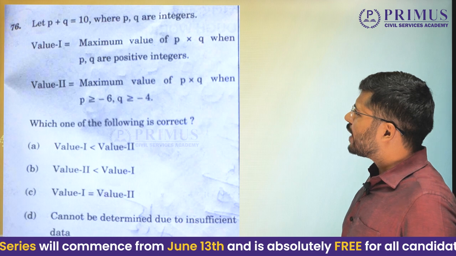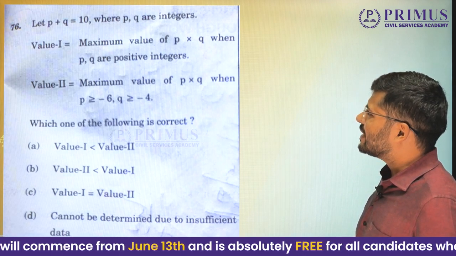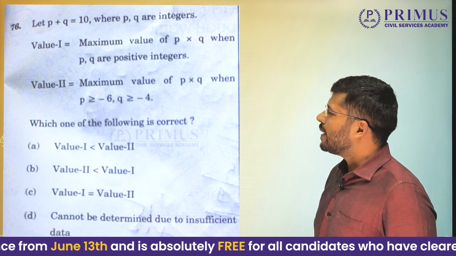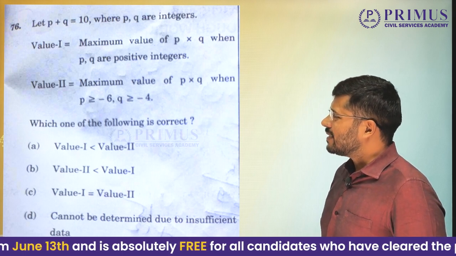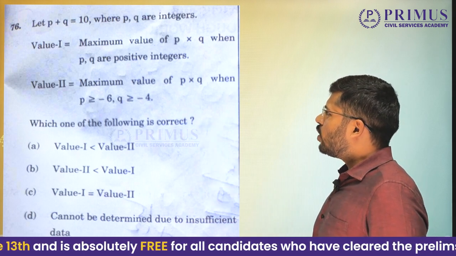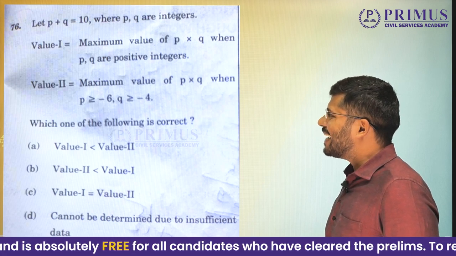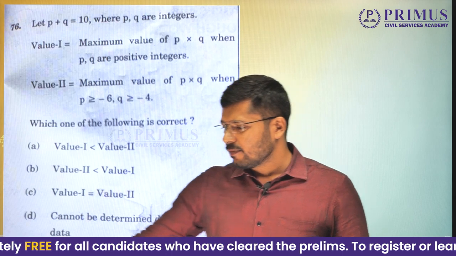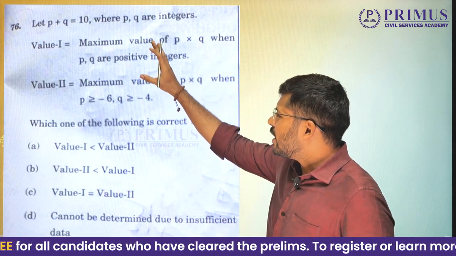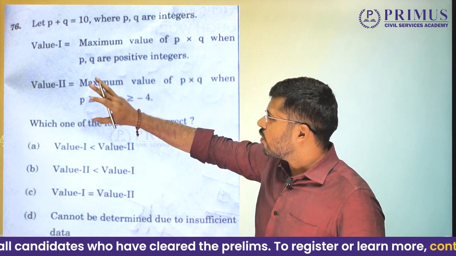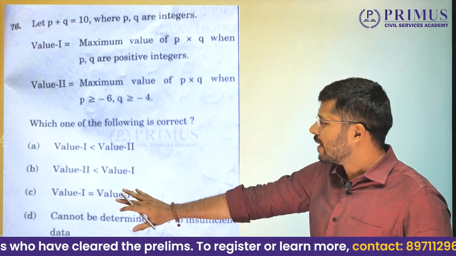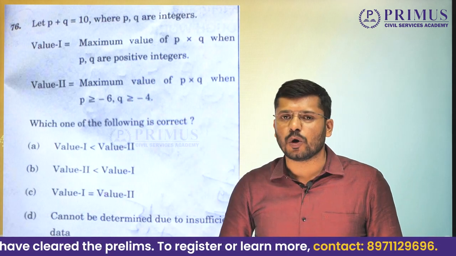Okay. Question number 76. Let P plus Q equals 10, where P, Q are integers. Value 1 is equal to the maximum value of P into Q when P, Q are positive integers. Value 2 is the maximum value of P into Q when P is greater than or equal to minus 6 and Q is greater than or equal to minus 4. Now, we need to find the values of both these quantities, value 1 and value 2, and compare them. Which one is greater and which one is smaller.